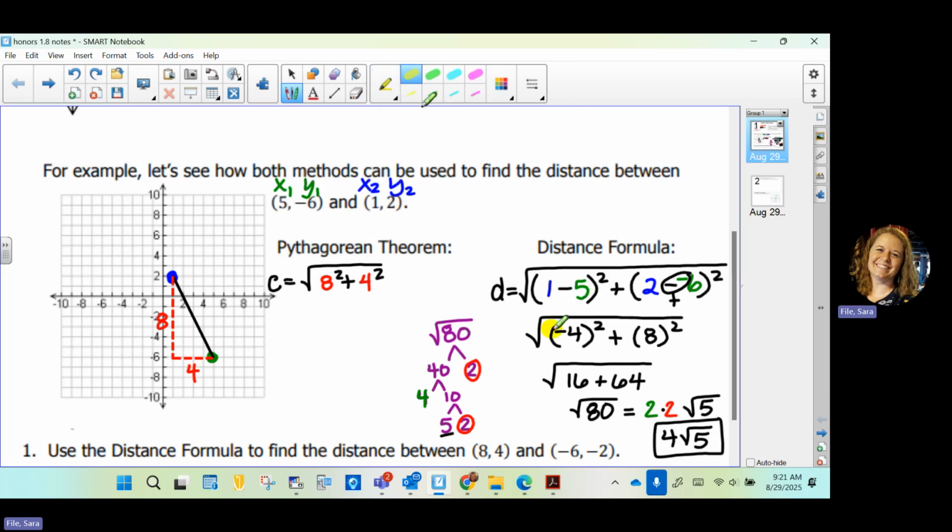At this point, isn't that essentially the same? Because 4 squared is the same thing as -4 squared, isn't it? Yeah. Okay, so we end up getting the same thing. It just saves that initial step of plugging the x's and y's in individually. You just count the distance instead of subtracting. Okay, it's really the same thing.